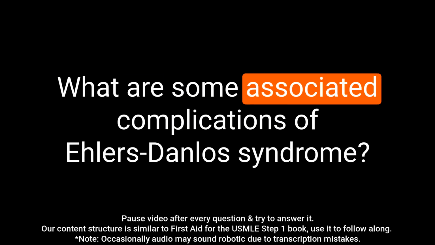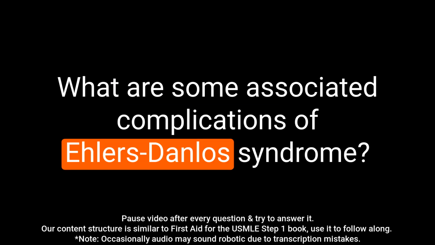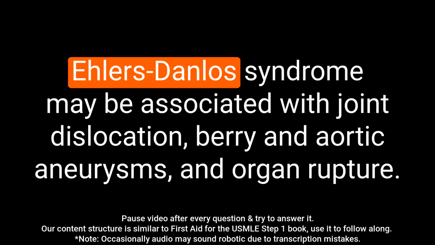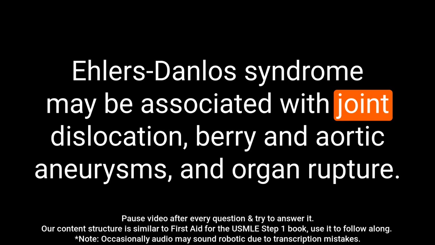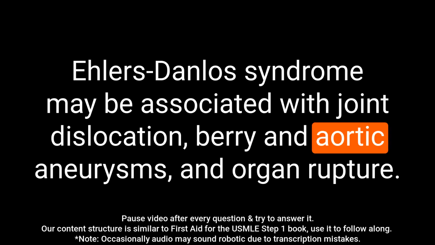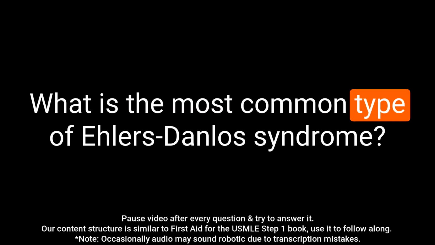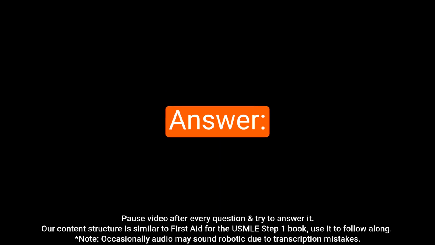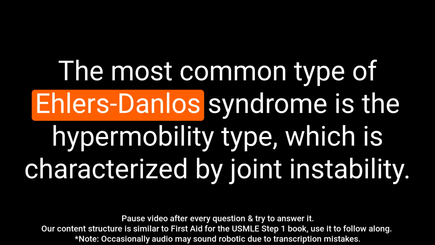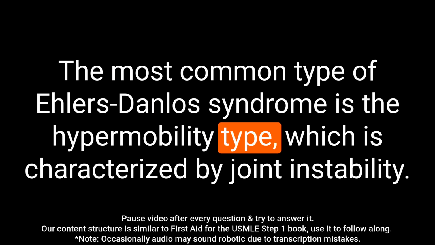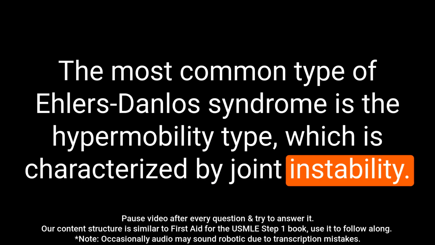Question: what are some associated complications of Ehlers-Danlos syndrome? Answer: Ehlers-Danlos syndrome may be associated with joint dislocation, berry and aortic aneurysms, and organ rupture. Question: what is the most common type of Ehlers-Danlos syndrome? Answer: the most common type of Ehlers-Danlos syndrome is the hypermobility type, which is characterized by joint instability.